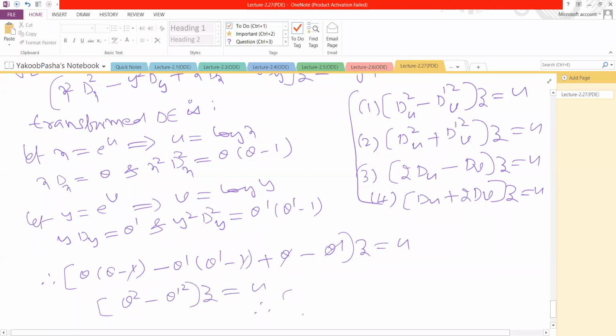Theta means differentiation with respect to u. We are converting the independent variable from x to u. So we can write this as d square u minus d dash square v. We are changing the independent variable y to v. So we can write d square u minus d square v of z is equal to u. So the first option is the right option.